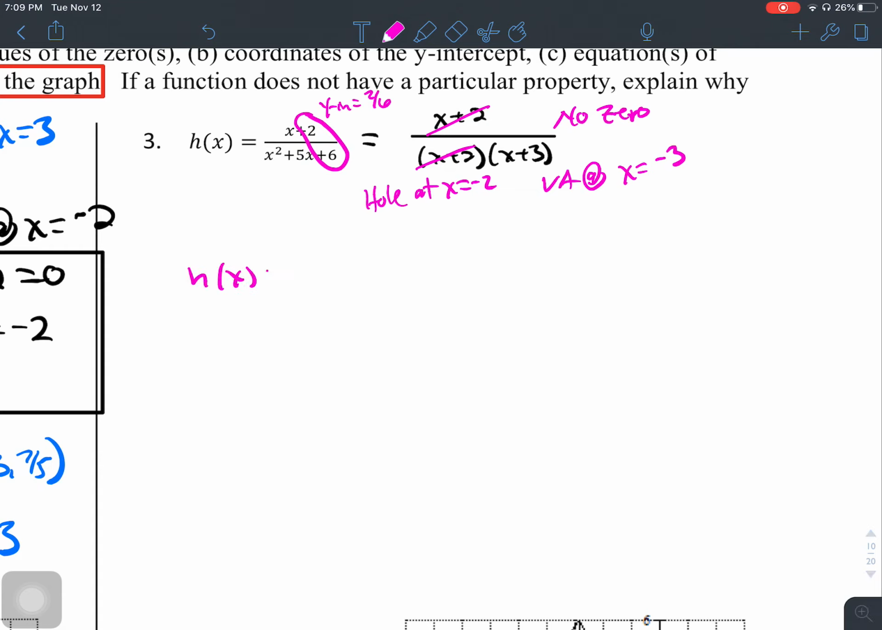Write down what h of x is equal to once you've canceled out. There's nothing left on top. There's a 1. We have a factor of x plus 3 on the bottom. Oh, by the way, there's a hole at negative 2 something. We got to figure out what that something is.